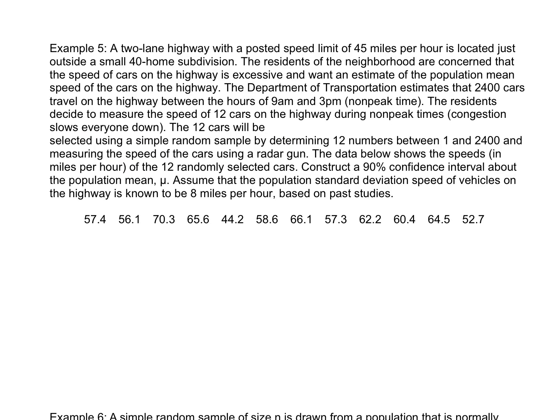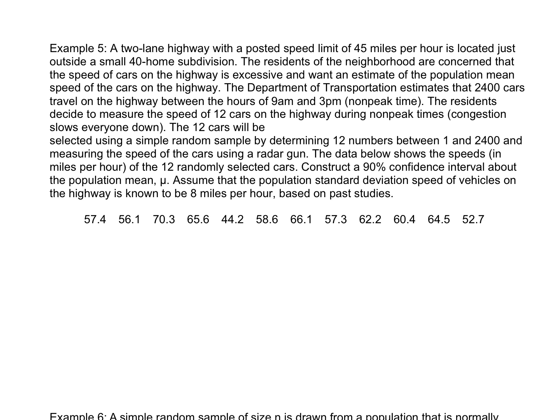Okay, a two-lane highway with a posted speed limit of 45 miles per hour is located just outside a small 40-home subdivision. The residents of the neighborhood are concerned that the speed of cars on the highway is excessive and want an estimate of the population mean speed of the cars on the highway. The Department of Transportation estimates that 2,400 cars travel on the highway between the hours of 9 a.m. and 3 p.m. The residents decide to measure the speed of 12 cars on the highway during non-peak times. The 12 cars will be selected using a simple random sample by determining numbers between 1 and 2,400 and measuring the speed of the cars using a radar gun. The data below shows the speeds in miles per hour of the 12 randomly selected cars.